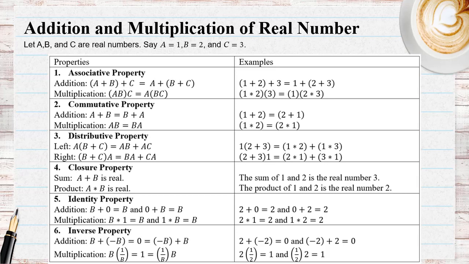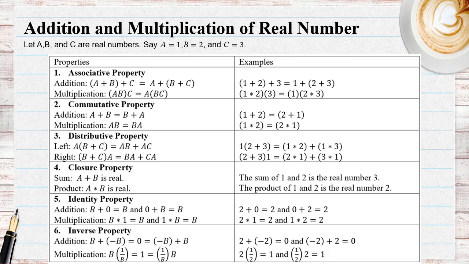Next, identity property. For addition, any number added to 0 gives that number. Say, B plus 0 is equal to B, and 0 plus B is equal to B. For multiplication, any number multiplied by 1 is that number. So B times 1 is equal to B, and 1 times B is equal to B.